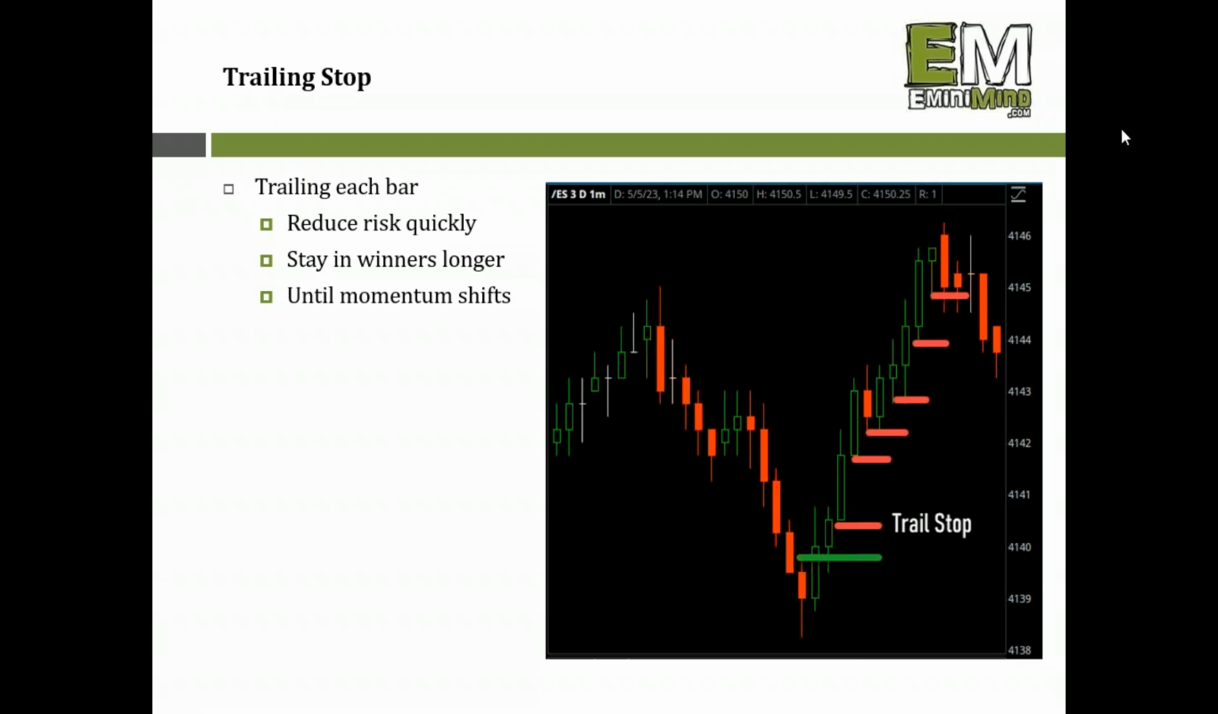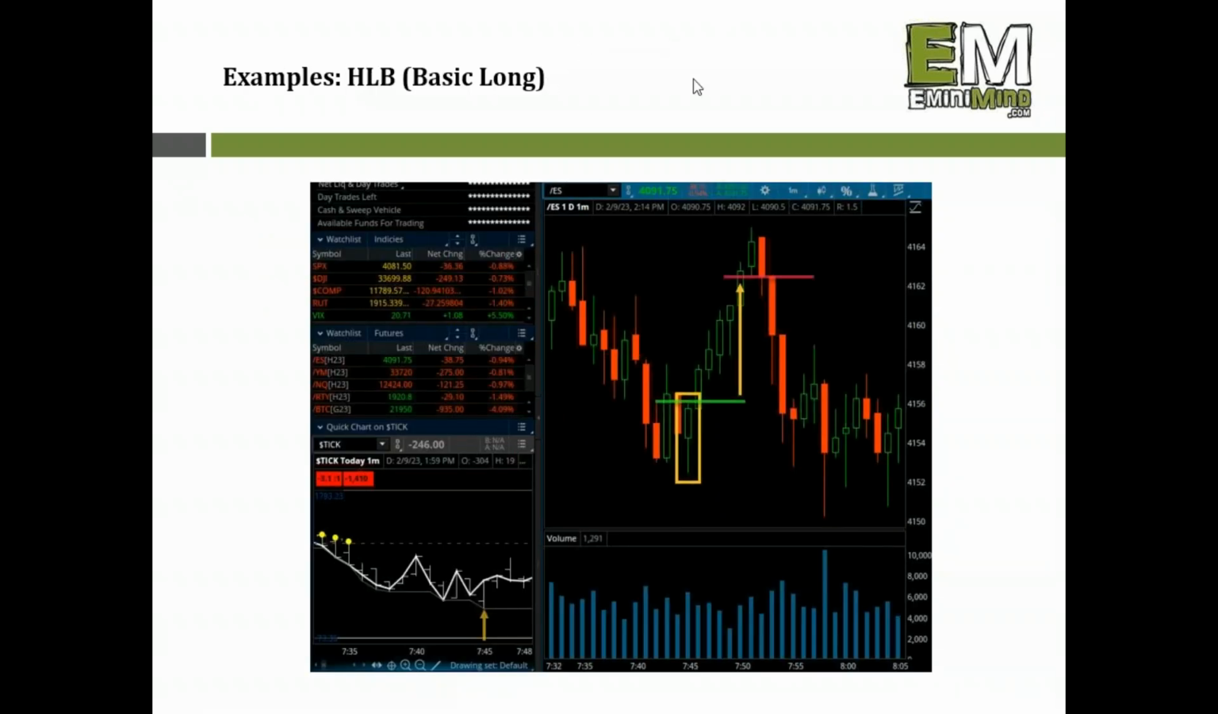So I want to run through a handful of examples as we tie the pieces together. I think we harped on the basics and what we're looking for enough. When a hammer occurs at a low of the day, you might say, oh, well, this is a hammer in a downtrend. Hammers are very powerful when the low of the hammer is at the low of the day. And one thing you can add to your trading is the NYSE tick.